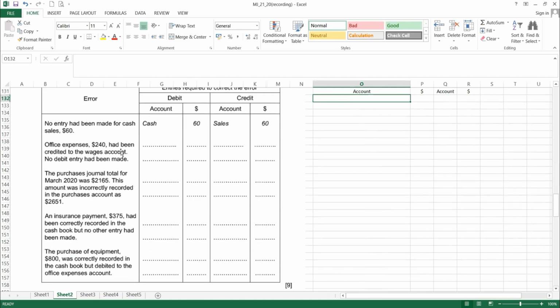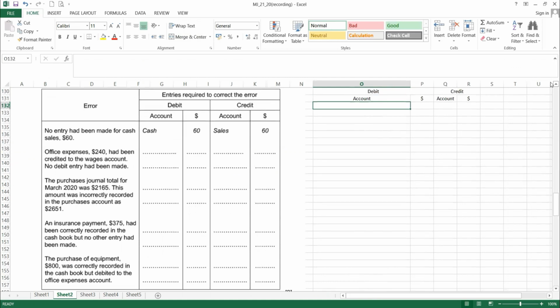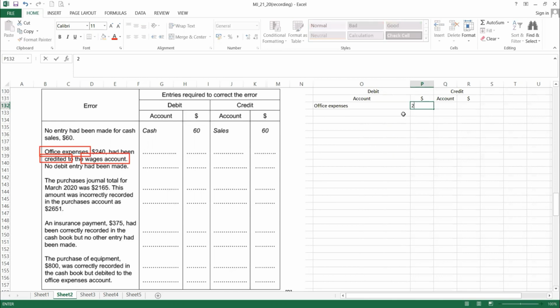Office expenses 240 has been credited to the wages account. The thing is that office expenses by right should be debit. But now they made a mistake, went and credited, somehow credited to the wrong account. So no debit entry has been made. They mean office expenses omitted. So we need to put back office expenses. How much is the office expenses amount? 240.